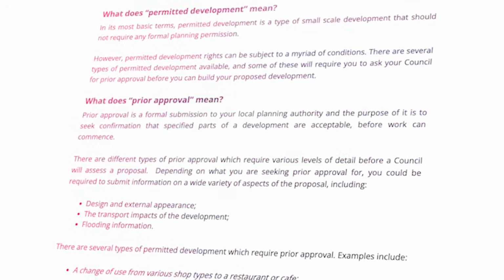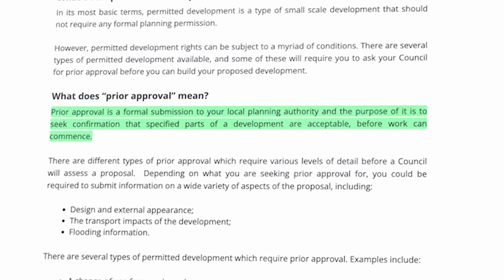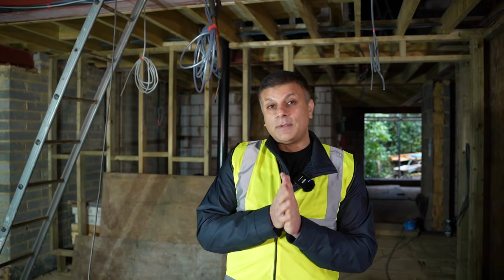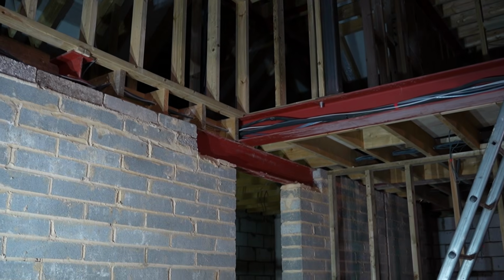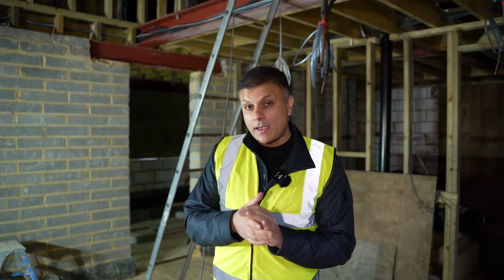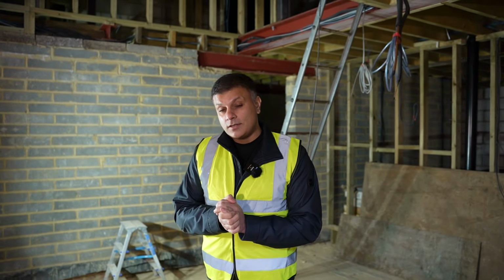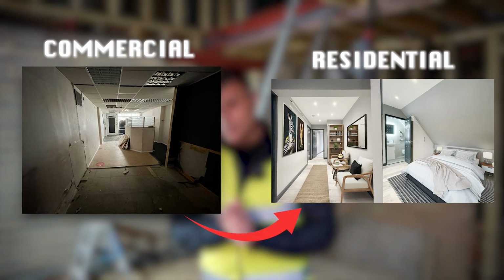Now, the government actually realized this back in 2013. They brought in the first prior approval rights to change commercial to residential. And over the years, they've been adding to this because they know there's a huge shortage of properties within this country, and there's an oversupply of commercial properties that are in dire need of being revamped. Now, what we've heard from Michael Gove is there are going to be some new changes coming in that are going to make it even more attractive to change commercial to residential use.